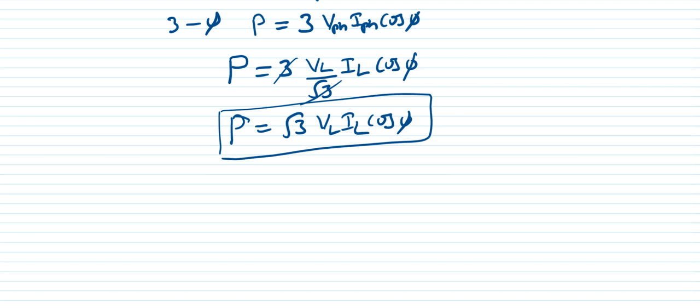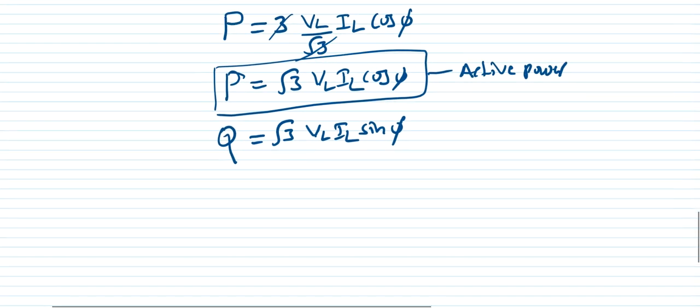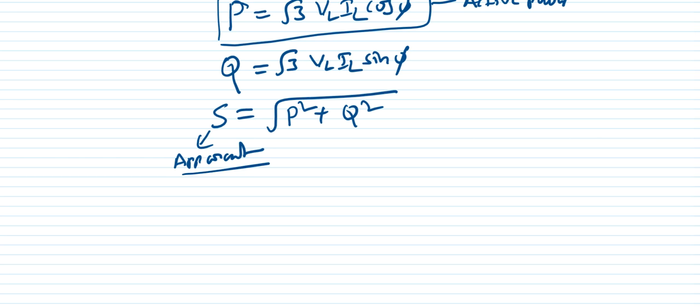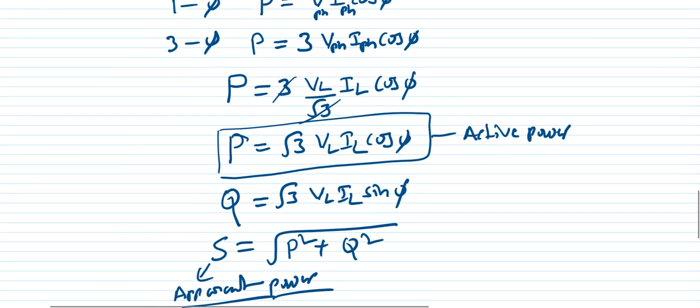It is called the active power, isn't it? It is the active power or true power. If you have to write the reactive power, then it is root 3 into VL IL sin phi. That is called the reactive power. If you need the apparent power, then it is nothing but under root of P square plus Q square, isn't it? So this is called the apparent power. These are the power triangle concepts. You have already gone through this one, so I'm not going into detail about it. So this is how the power calculation can be done here.